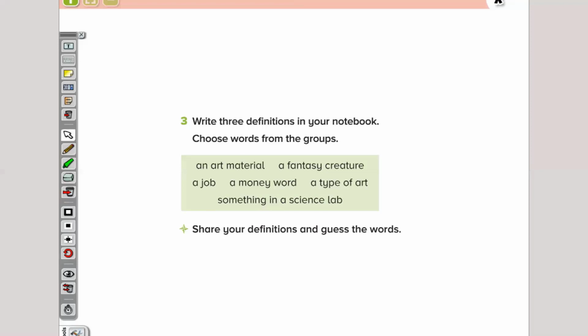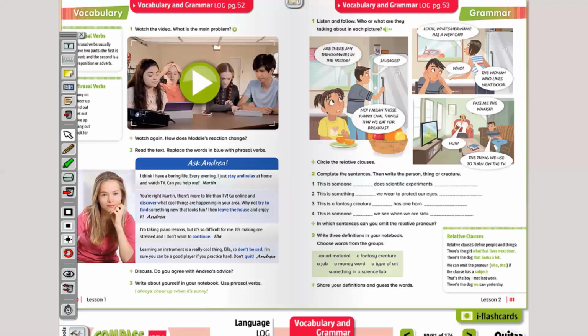kintsugi, as you remember. And something in a science lab that we use for measuring liquids. Do you remember what is this? Something in a science lab that we use for measuring liquids. Yes, it is cylinder. Great job.